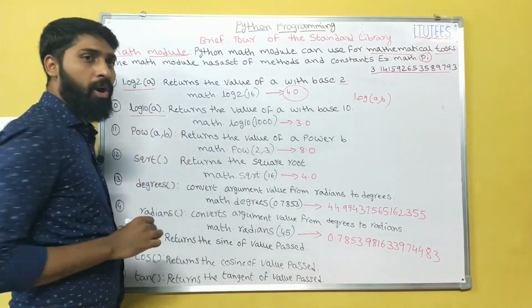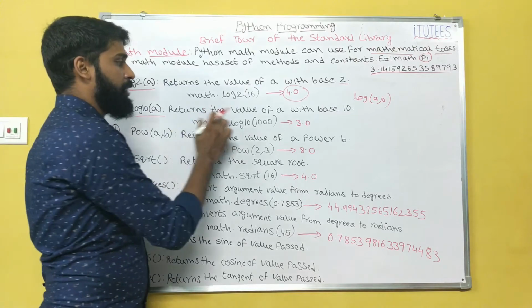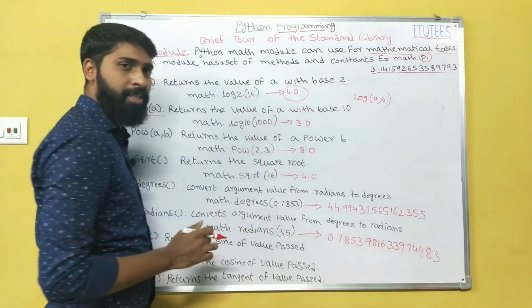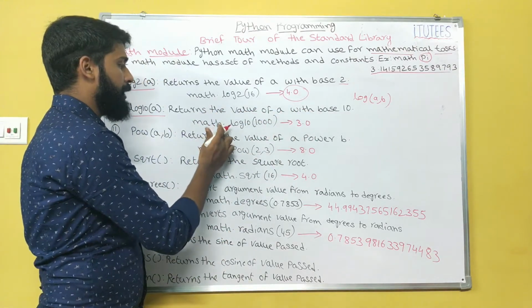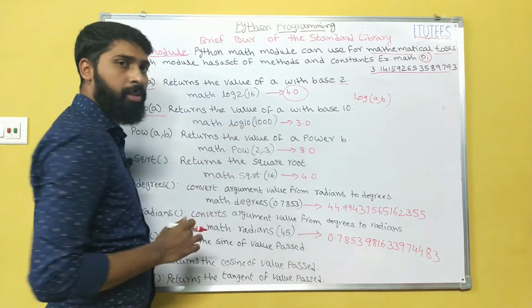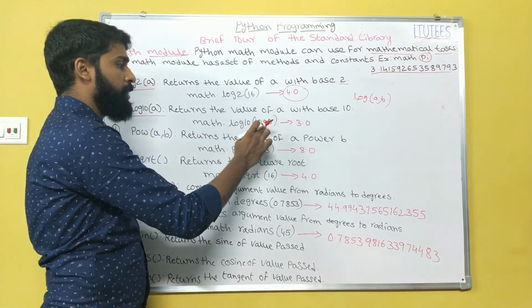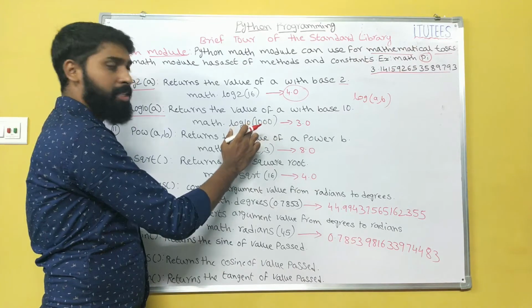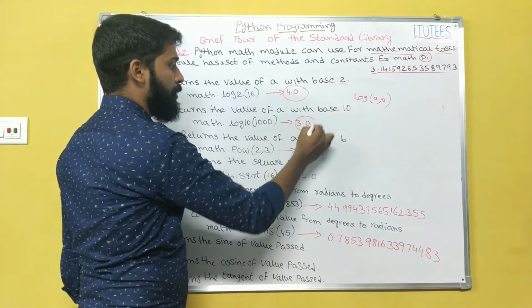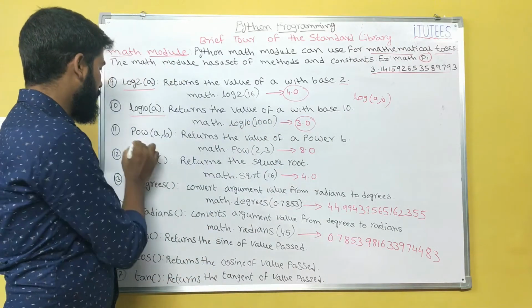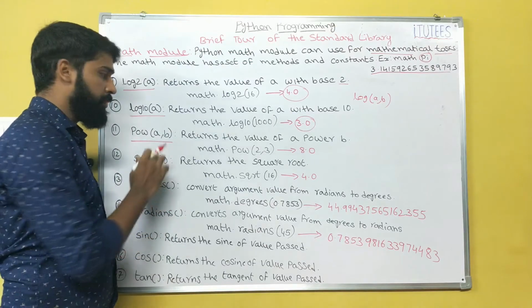Next method is log10 of A. It returns the value of A with base 10. For example, math.log10 of 1000 returns the logarithmic value of 1000 with base 10. It returns 3.0.